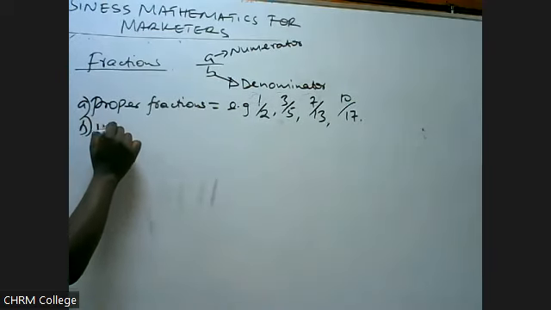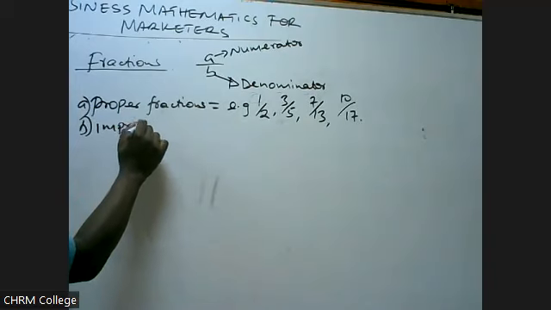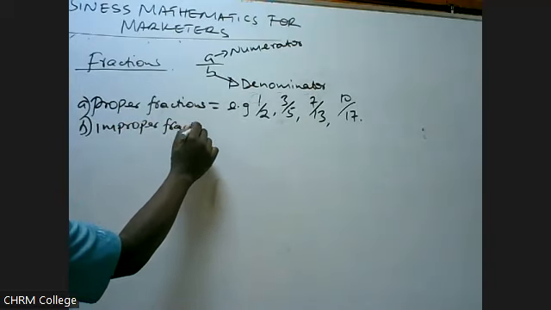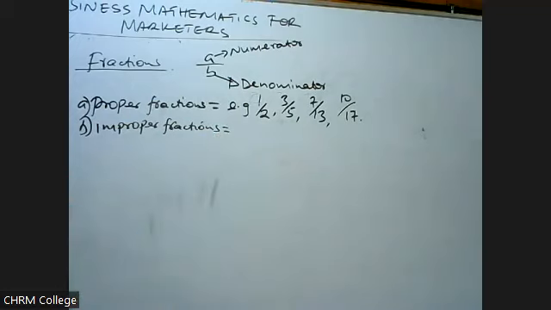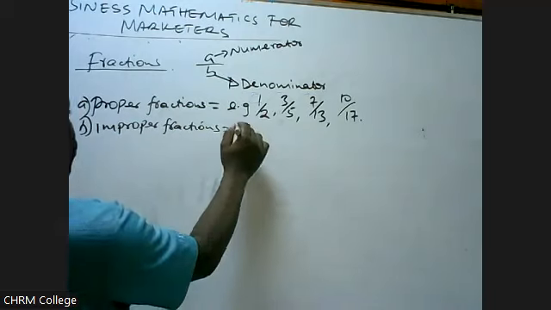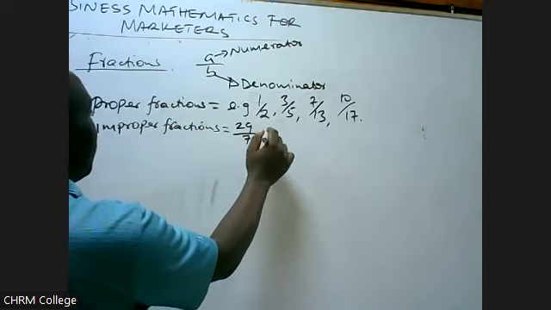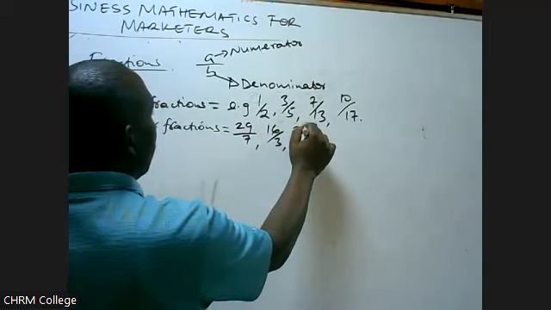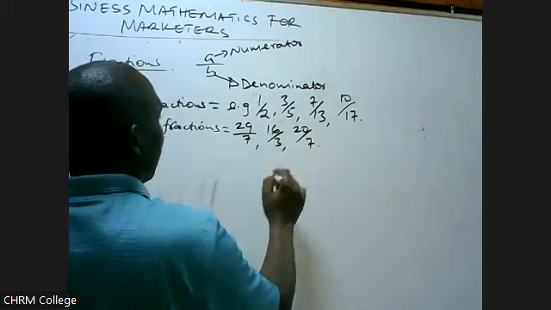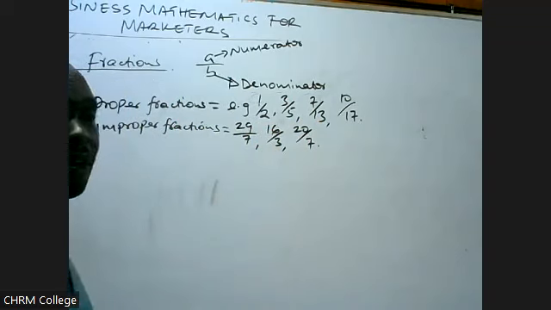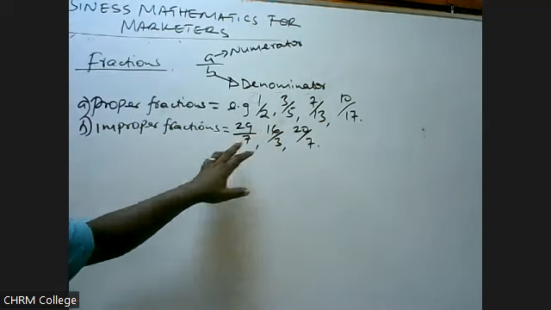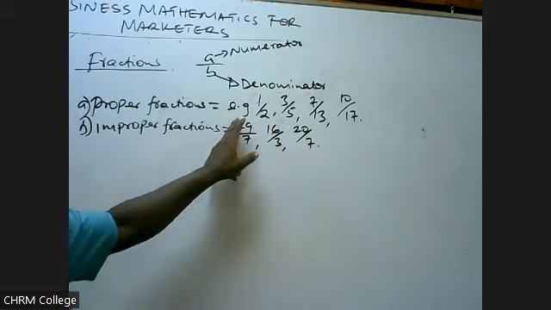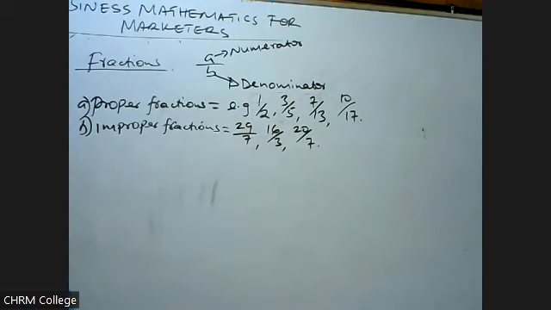B, they are the fractions known as the improper fractions. These are fractions in which the numerator is larger than the denominator. Like for example, 29 over 7, 16 over maybe 3, 20 over, for example, 7. Such kind of fractions are regarded as improper. The numerator is bigger than the denominator.